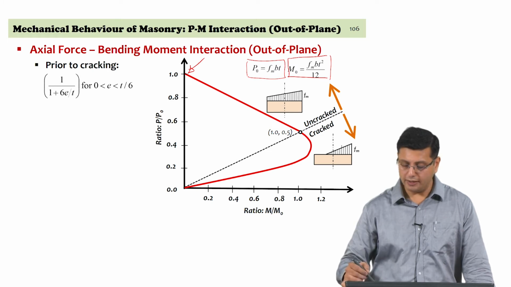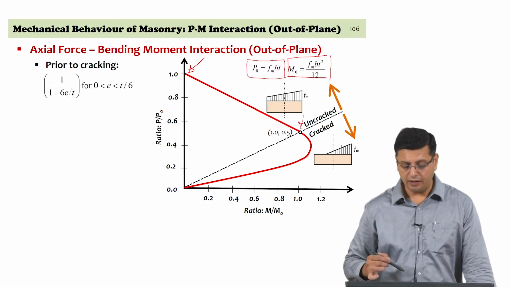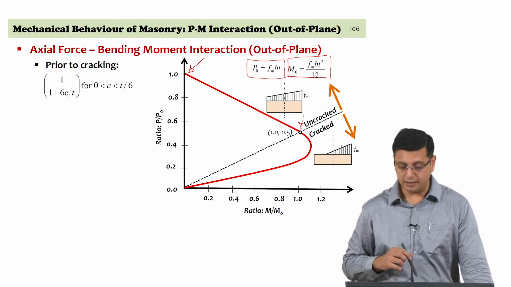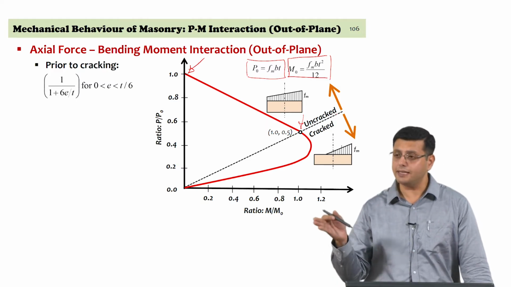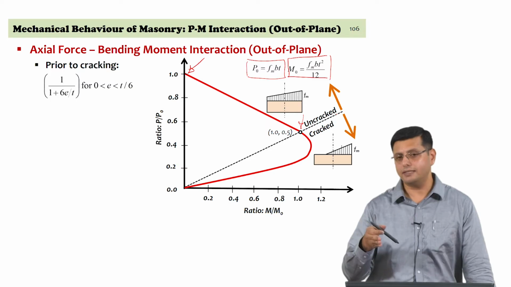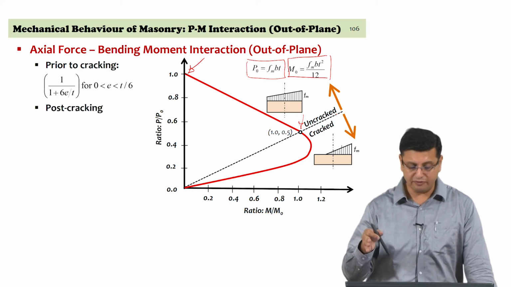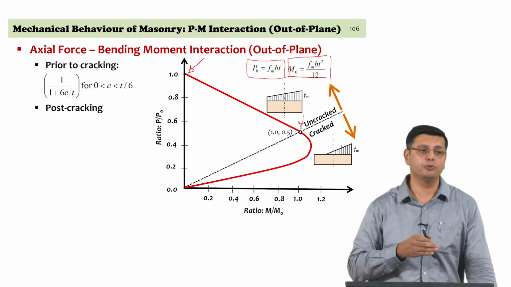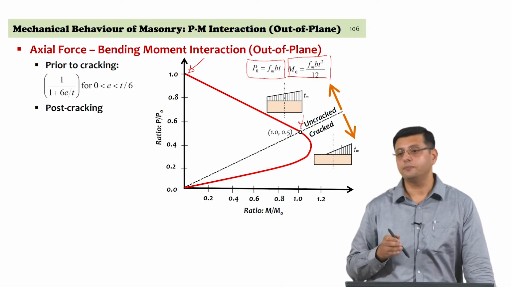So, beyond this critical point that you see here, where the moment capacity is 1 and the axial force capacity is 50% of the capacity P naught, the wall starts cracking. Once the wall starts cracking, we are looking at the post cracking phase, but at the post cracking phase we are still continuing with an elastic, linear distribution of stresses.